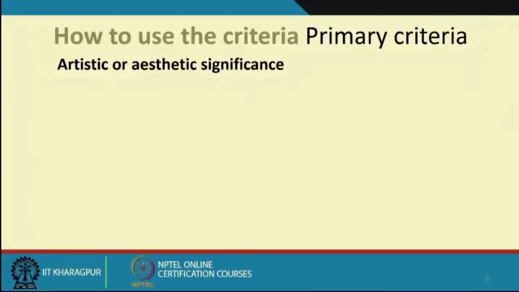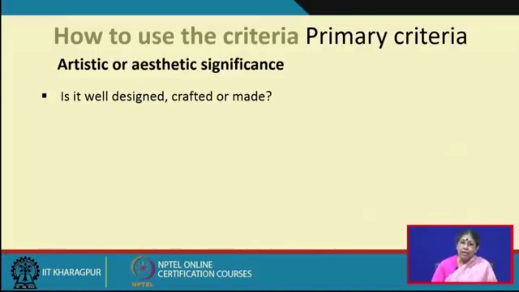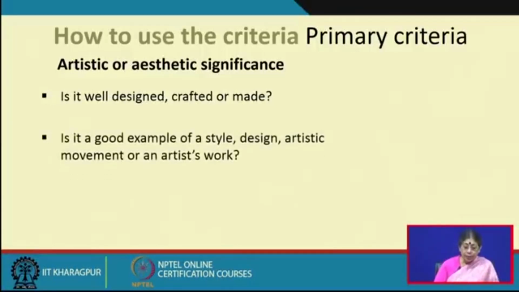Next, we come to the artistic or aesthetic significance. Again a checklist. Is it well designed, crafted, or made? Is it a good example of a style, design, or movement of an artistic work? For example, an artist may in later life have produced very mature work, but in the initial stage his or her work can be important.